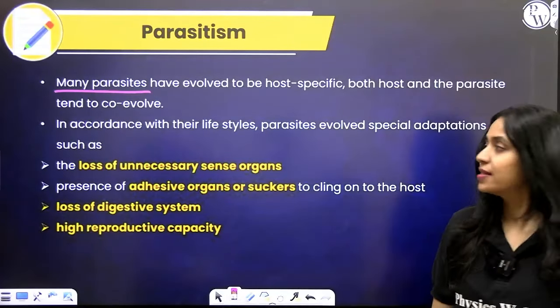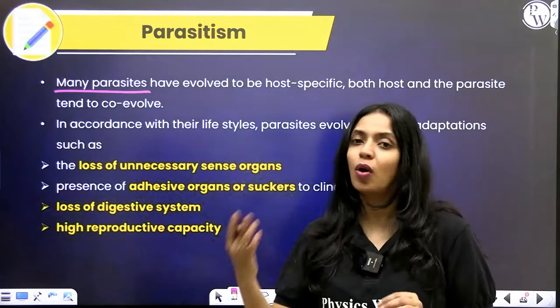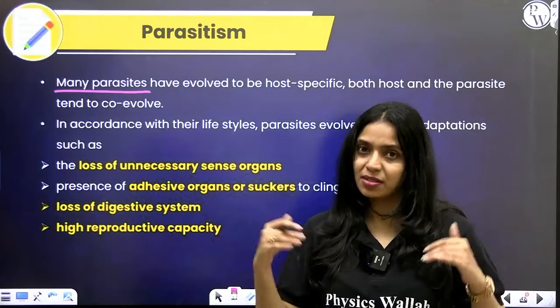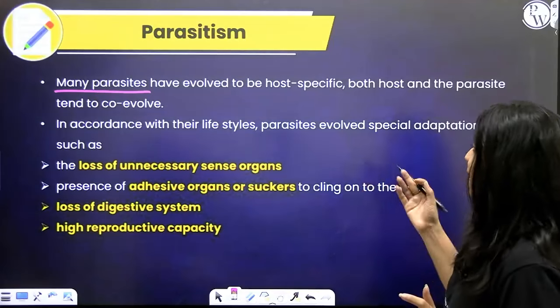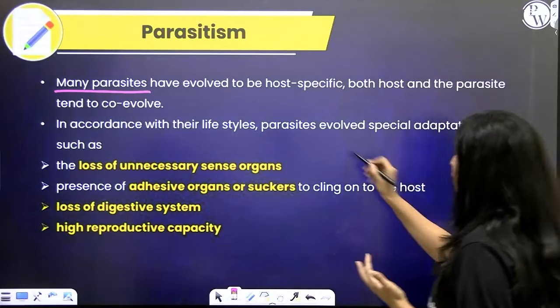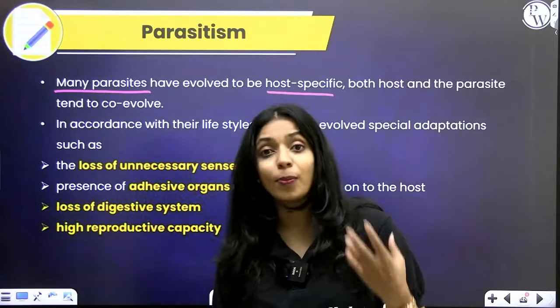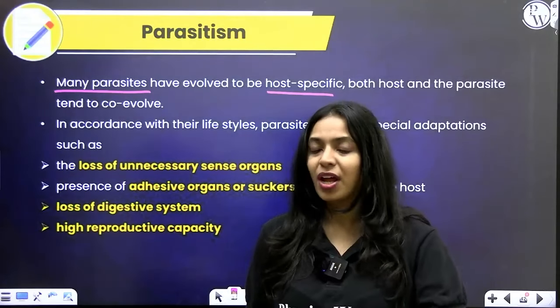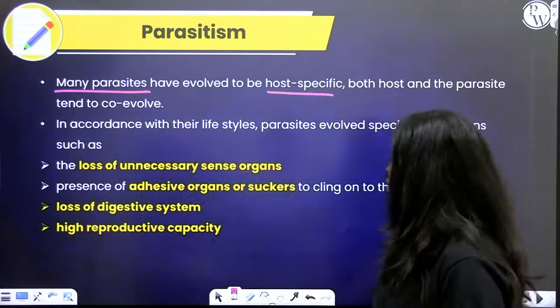Many parasites have evolved to be host specific. You know what a parasite is, right? It depends on a host to get its nourishment and also sometimes stays in the host body. Okay, so many parasites have evolved to be host specific. For example, viruses are parasites. You know, they are obligate parasites. Viruses that infect humans cannot infect plants. Viruses that infect plants cannot infect bacteria. So in that way, they are host specific.